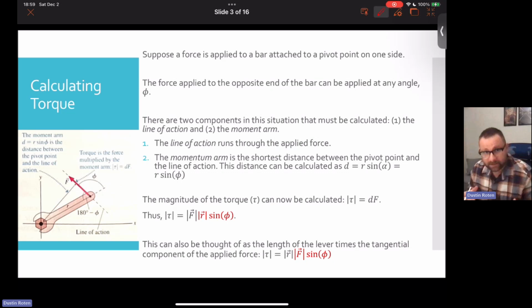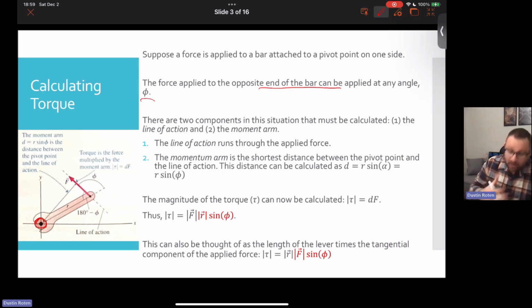So we have these three factors. Let's see if we can figure out how to put them together. Now, suppose a force is applied to a bar attached to a pivot point on one side. Here's our pivot point, just like last time. Then the force is applied to the opposite end of the bar, and it can be applied at any angle phi. So we're not going to be picky.